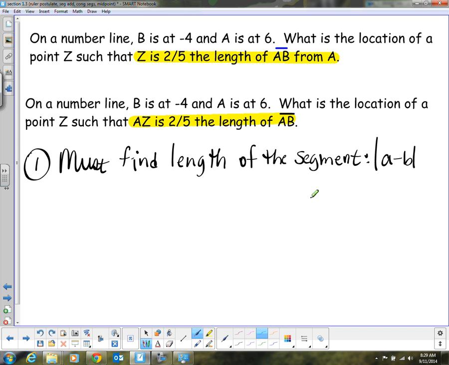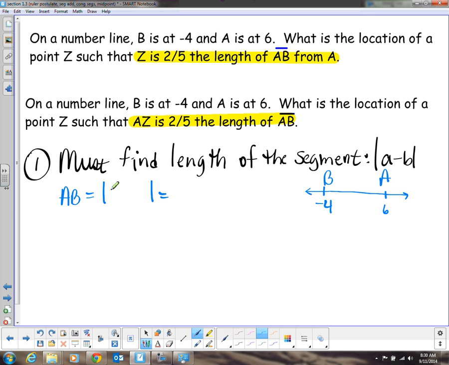If I were to draw a number line, which is very helpful to see, B is at -4. There's B. A is at 6. So if I want to do step 1 for this problem, the length of AB is going to be the absolute value. What do I subtract? -4 minus 6 is -10, or 10. Now, if you chose to do 6 minus -4, you're going to get a positive 10, and the absolute value is still 10.